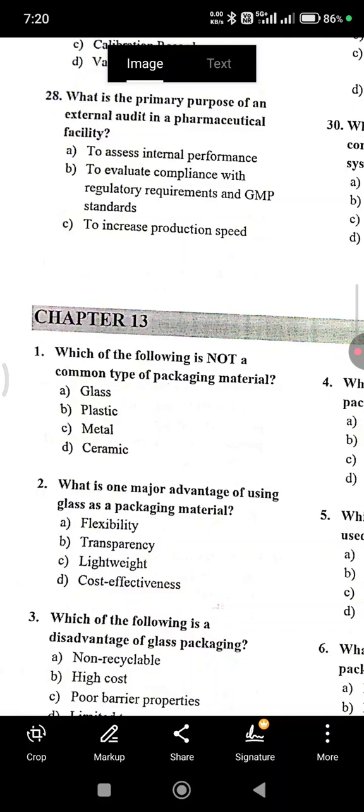Let's go to question number one. Which of the following is not a common type of packaging material? That is option D, ceramic. Which of the following is not a type of packaging material? That is ceramic. Option B.